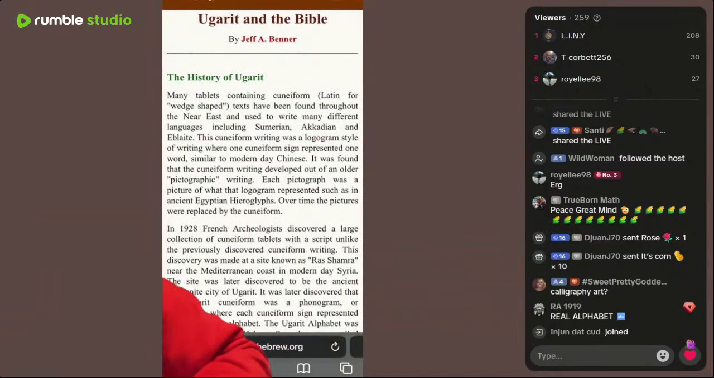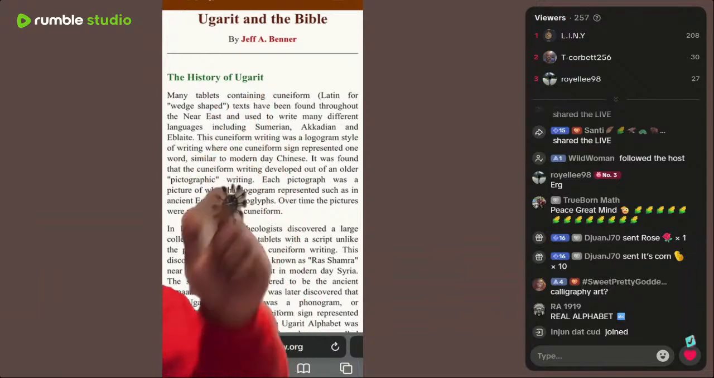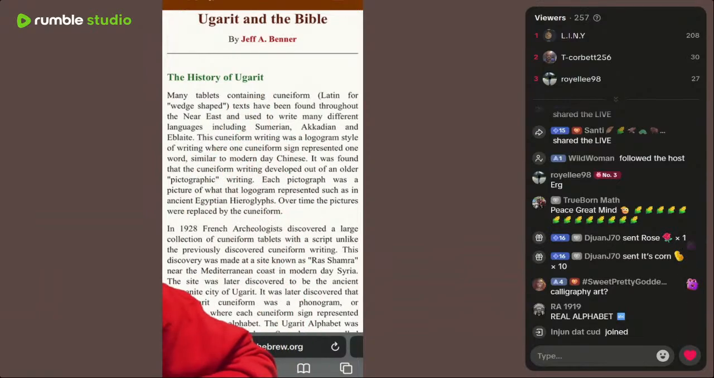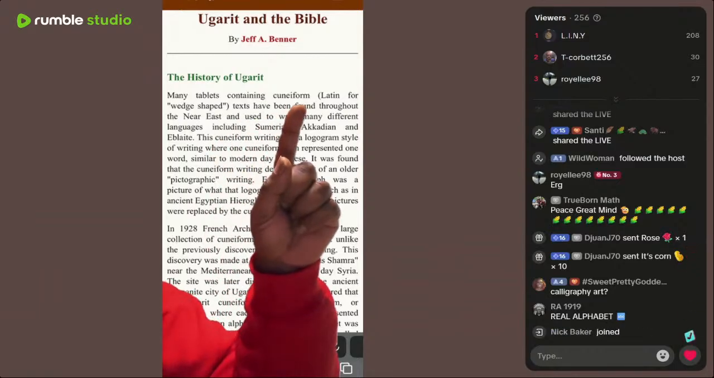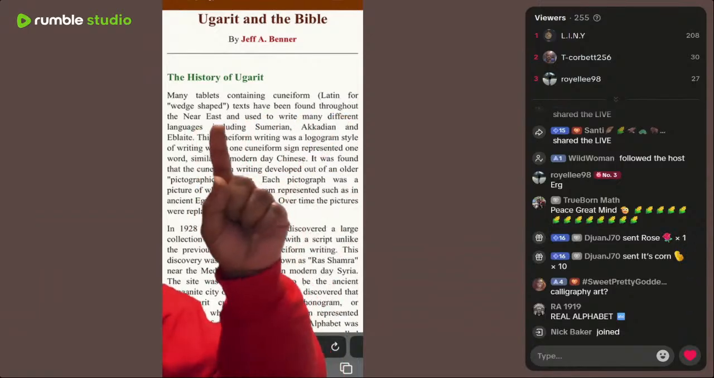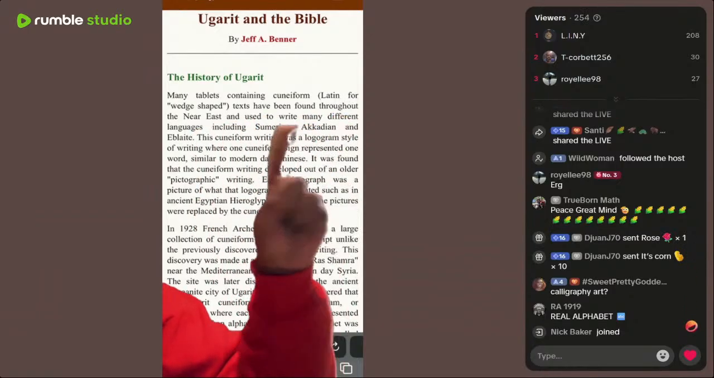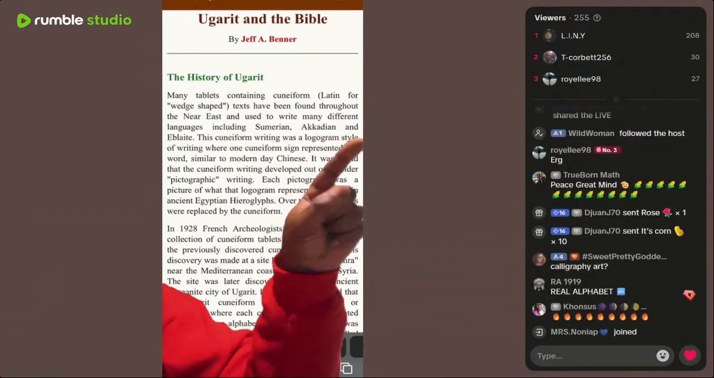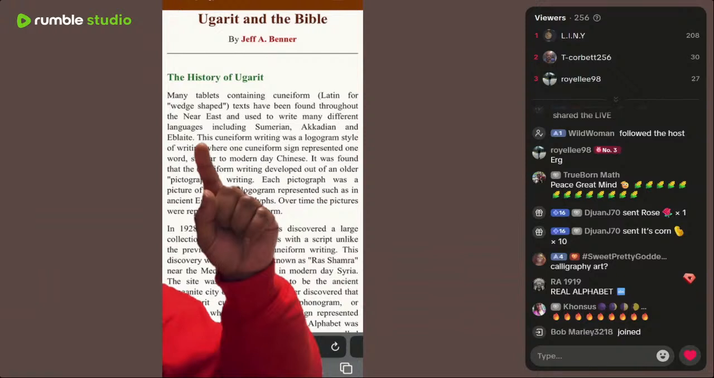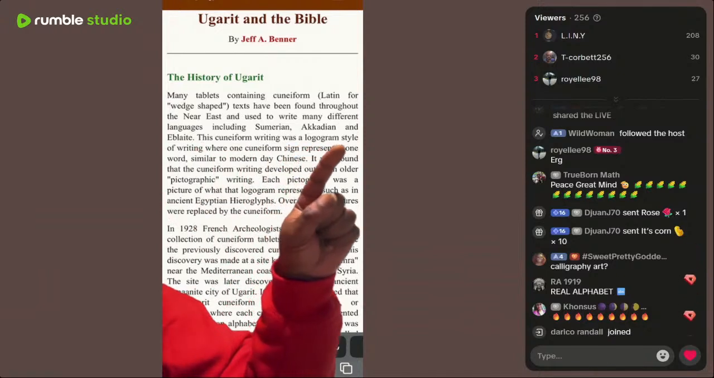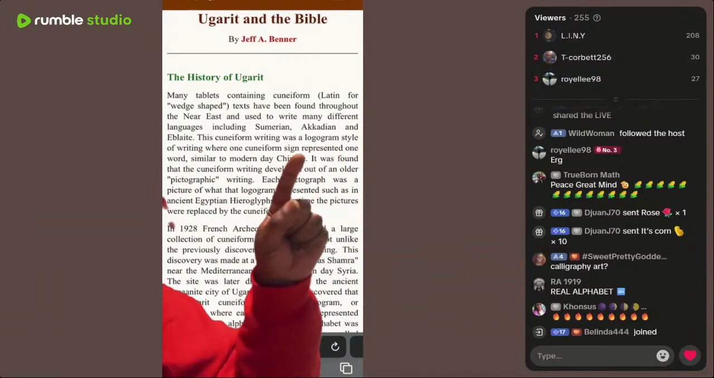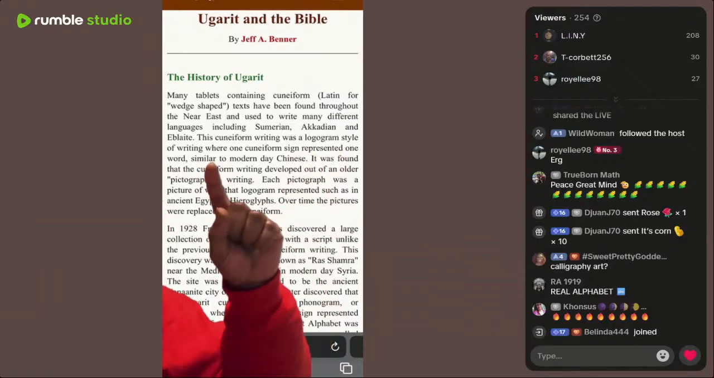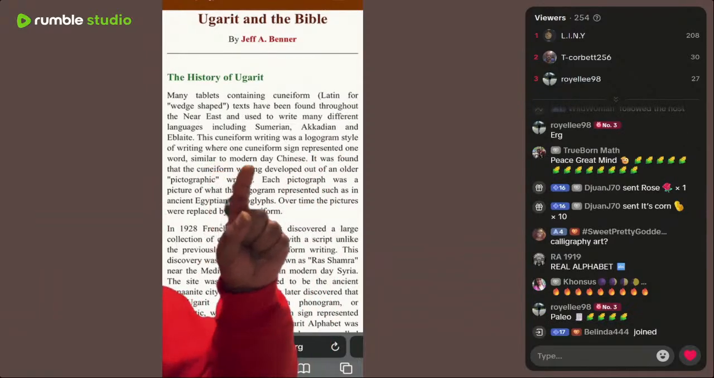Watch this. The history of Ugarit. This is what you got to learn. Roll the coin. Many tablets containing cuneiform texts have been found throughout the Near East and used to write many different languages, including Sumerian, Akkadian, and Eblaite. The cuneiform writing was a logogram style of writing where one cuneiform sign represents one word, similar to modern-day Chinese.